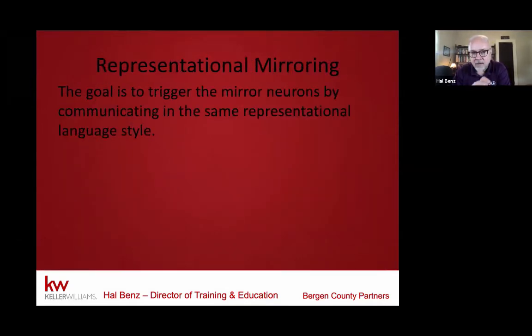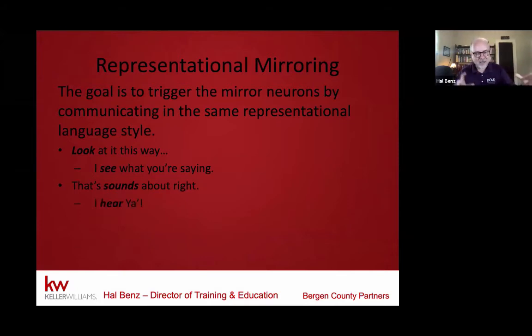Now, the goal here is to trigger the mirror neurons by communicating back in the same representational style. So if someone says, look at it this way, we're going to respond back, I see what you're saying. Look and see are in the same visual mode, right? If someone says something like, that sounds about right, you can say, look, I hear you, right? Sound, hearing, all those things are in the same kind of auditory mode. The kinesthetic one, geez, don't be so touchy. I'm sorry, but I just don't like the way that makes me feel. These touching and feeling words are physical, kinesthetic words.